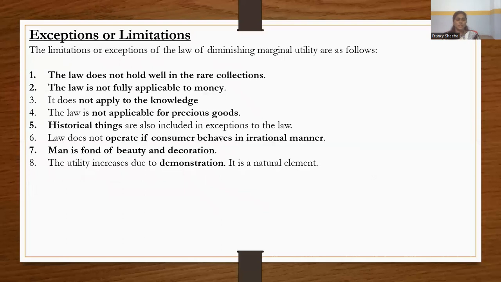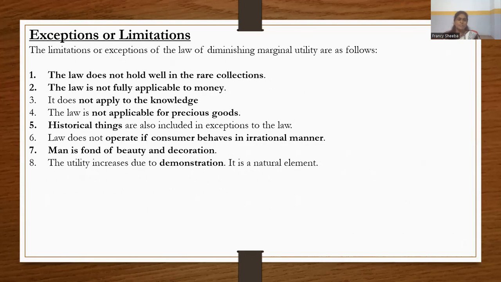Exceptions or limitations. The limitations or exceptions of the law of diminishing marginal utility are as follows. 1. The law does not hold well in the rare collections. For example, collection of ancient coins, stamps, etc. 2. The law is not fully applicable to money. The marginal utility of money declines with richness, but never falls to zero.